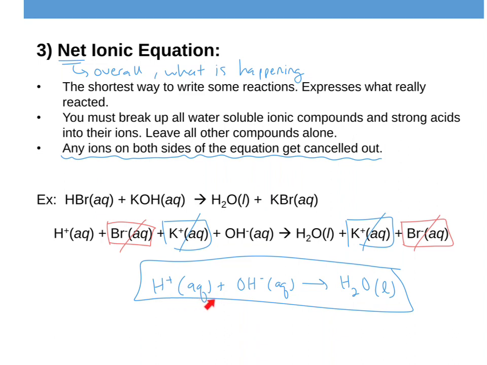So what we see that really happened here was that an H plus combined with an OH minus to make water. That's what really happened. That's what the reaction really was. Those are the two things that did it. Everything else is just a spectator ion. And let me put those terms here. These are spectator ions.